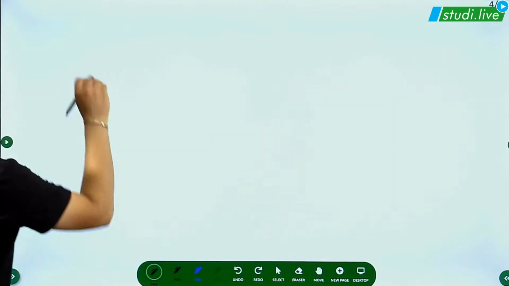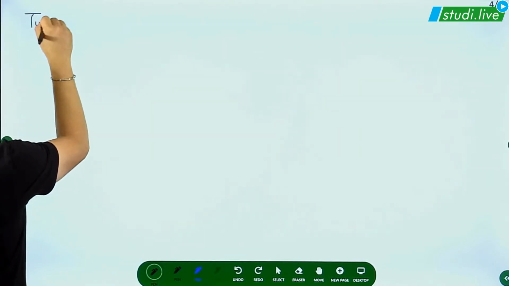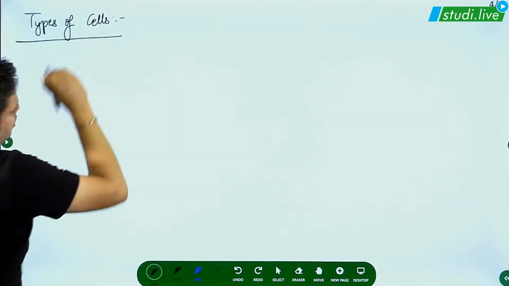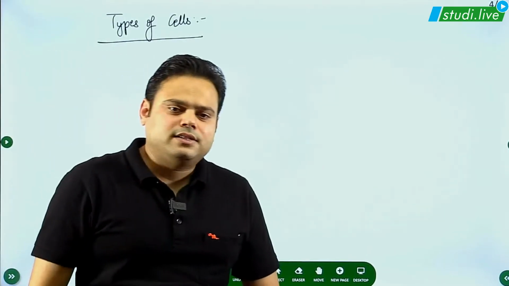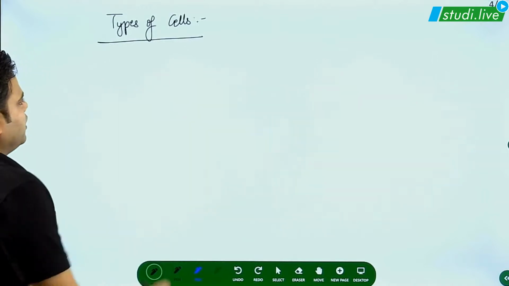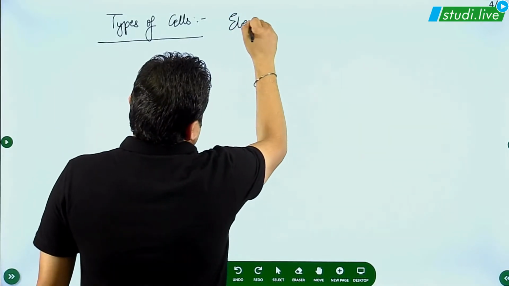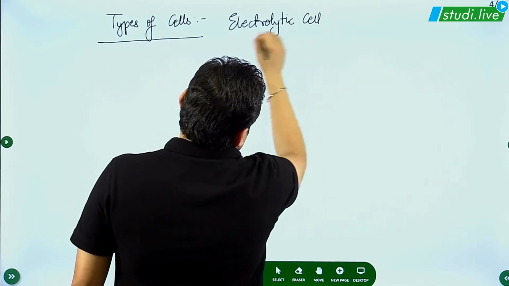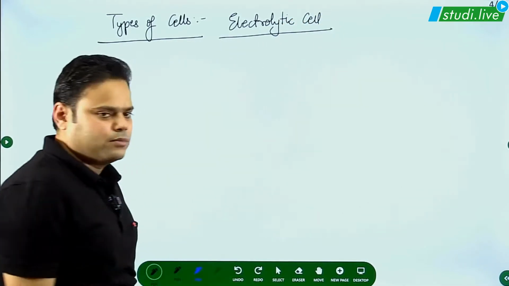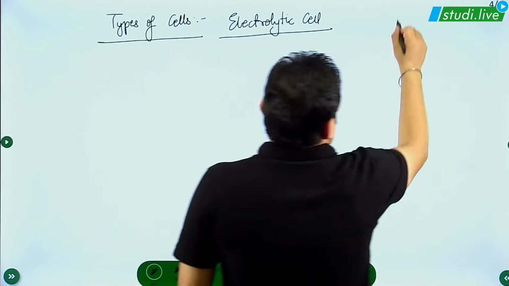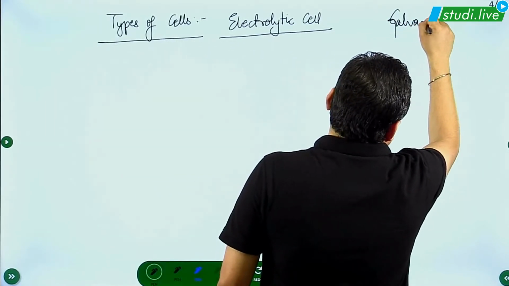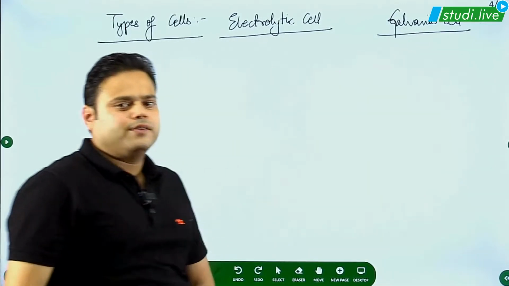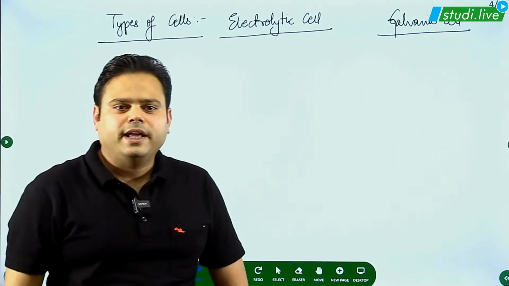Now, what are the types of cells? What type of cells do we have? We have an electrolytic cell, and we have something called a galvanic cell.